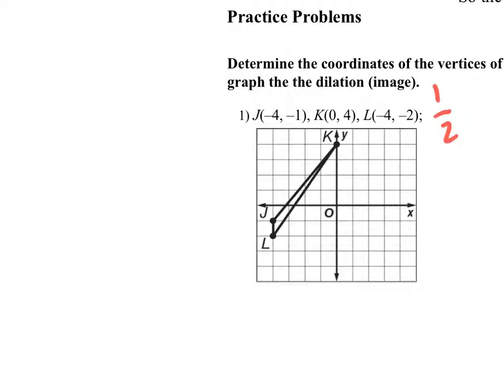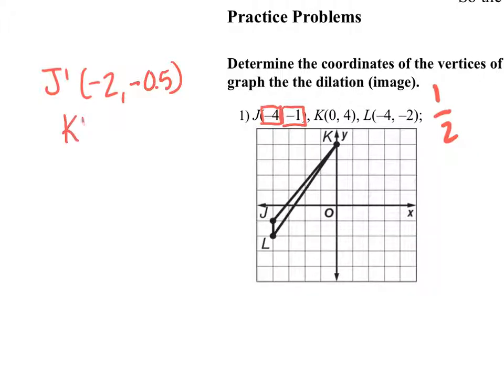Okay, so let's look at J. It has this and then it has this on the back. So we're going to do J prime. Let's start with 1 point right here. We're multiplying it by half. So my first point is -4. Half of -4 is -2. And then half of -1 is -0.5. Our numbers are going to stay the same. If it's a negative multiplied by a positive, it's going to stay negative.